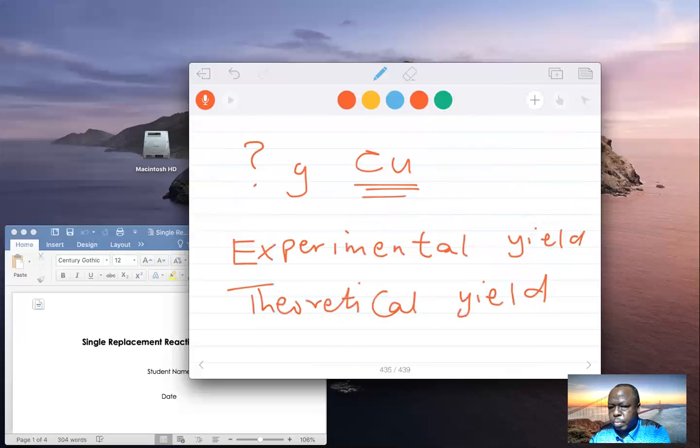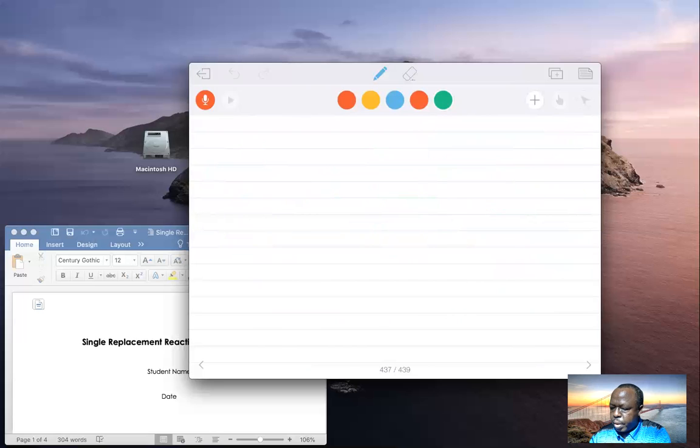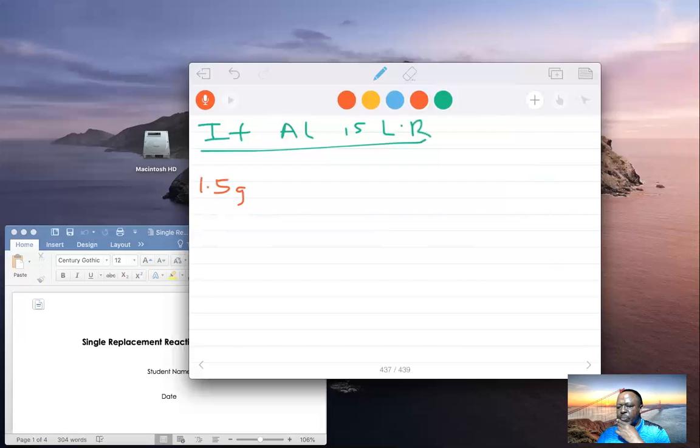So I'll say, all right, if Al is the limiting reagent, I'm just writing LR for limiting reagent. This is how you set up the equation. Start off with what you are given. It is 1.5 grams of aluminum, not copper. We're using aluminum. Using the molar mass, we have to find the number of moles.